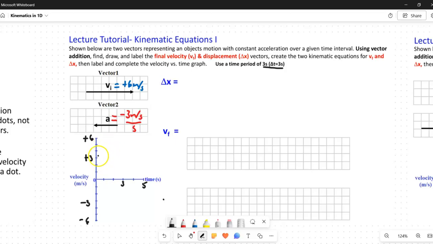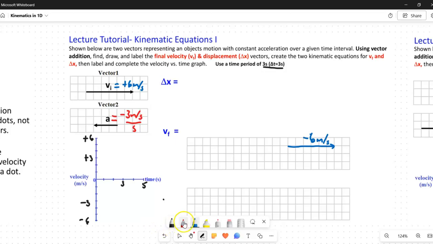Okay? So let's do a couple things. Let's take our velocity vector. So we have an initial velocity vector, 1, 2, 3, 4, 5, 6. Okay, that's 6 meters per second. Now, we're going to subtract. Oops, I should have started somewhere over here, because I'm about to run out of room. So let's start over here. 1, 2, 3, 4, 5, 6. So this is 6 meters per second.